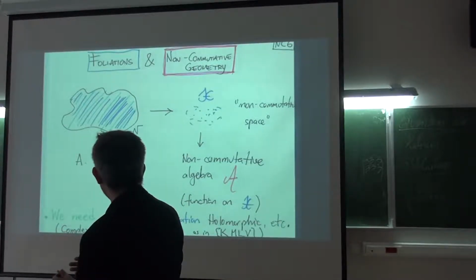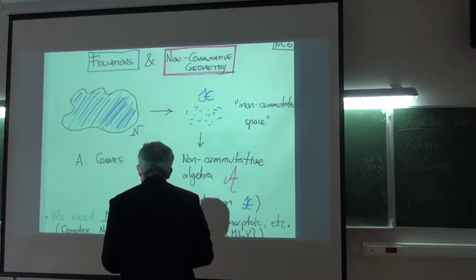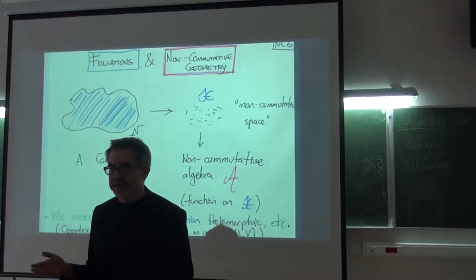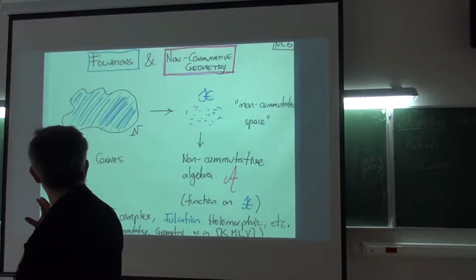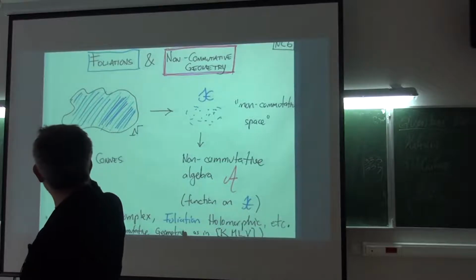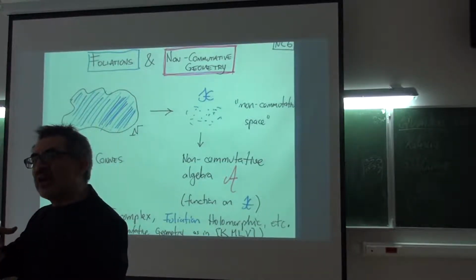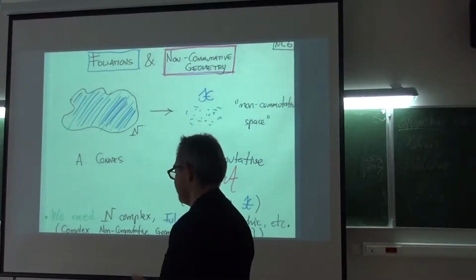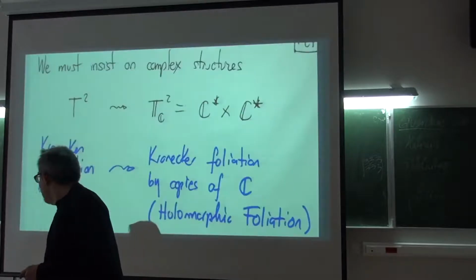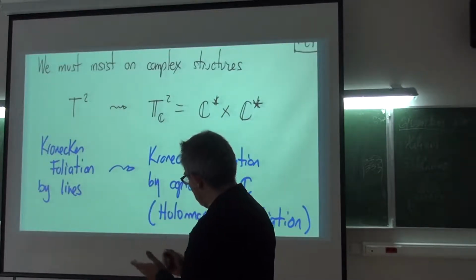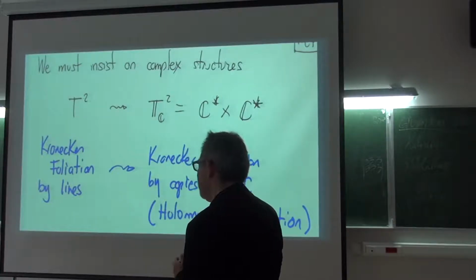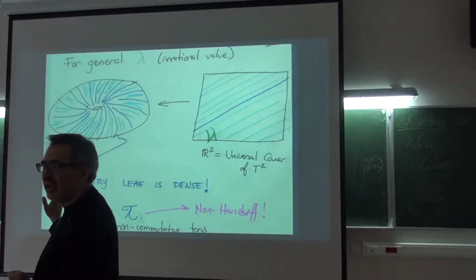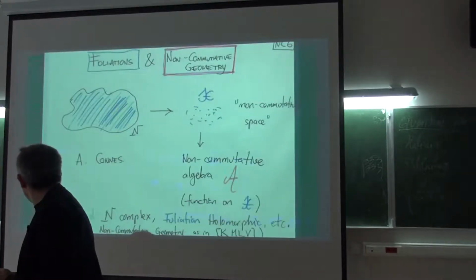We will want our manifold in this talk to be complex and the leaves to be complex and holomorphic. And then this way we will think of the space of leaves of this foliation as a complex and often non-commutative space. Okay, so we must insist on the complex structures. I insist. In this picture, I drew everything real, but I really need it to be complex.